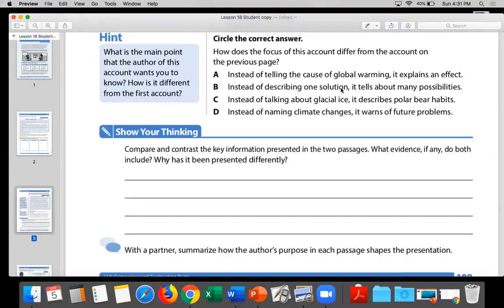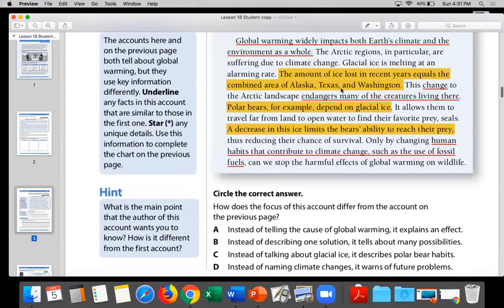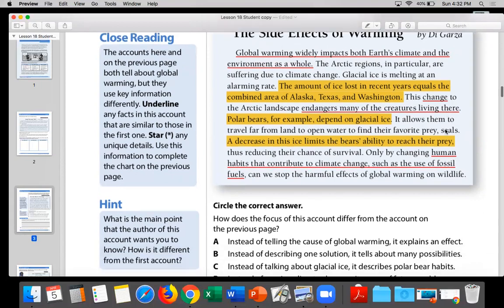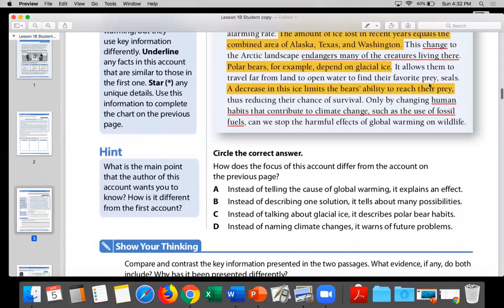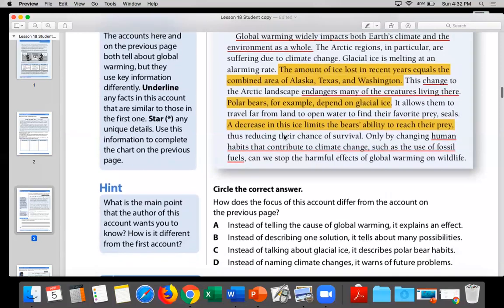Compare and contrast the key information presented in the two passages. What evidence, if any, do both include, and why is it presented differently? So you can write something about the fact that it includes these things that we underlined. So global warming is affecting the Earth's climate, environment, and the creatures living on our Earth, and that it's caused by human habits, or it's at least partially caused by human habits.